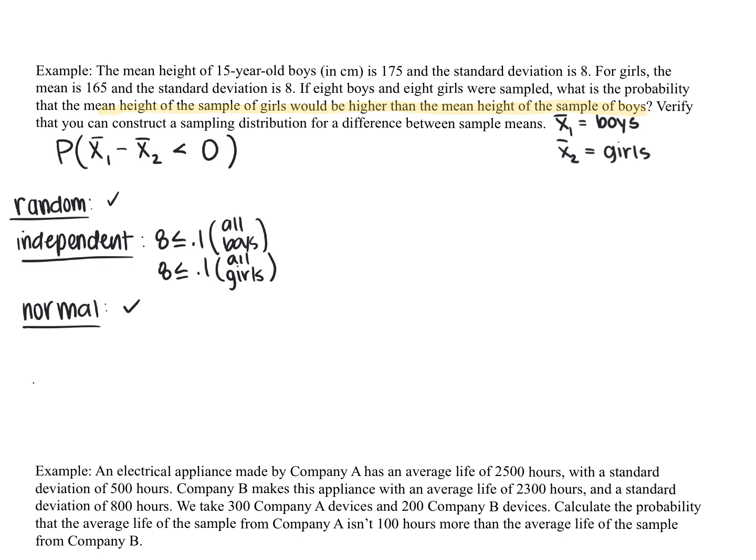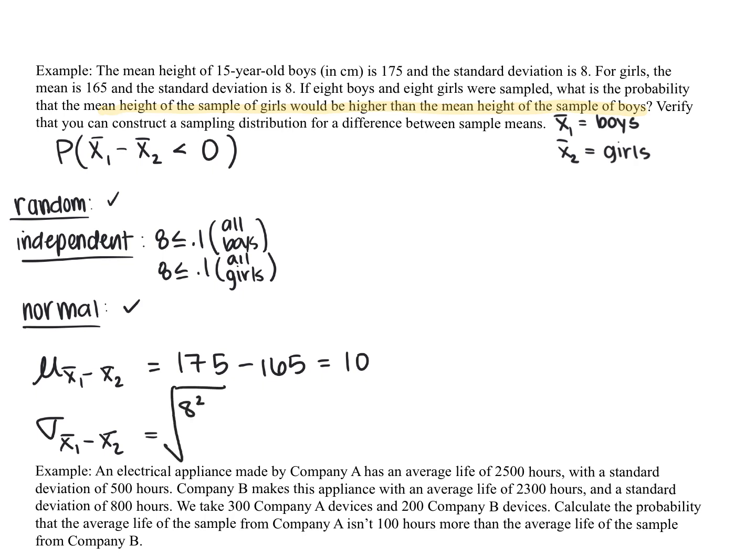So now I can calculate the mean of my sampling distribution, which is going to be 175 minus 165, which gives me 10. Standard deviation is the square root of 8 squared over 8 plus 8 squared over 8, because we have the same standard deviation for both, and we have the same sample size for both. And we're going to get a standard deviation of 4.